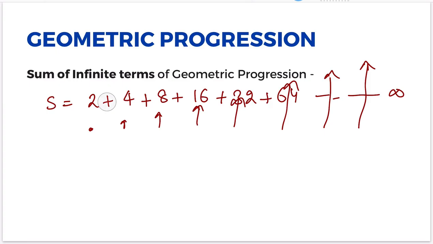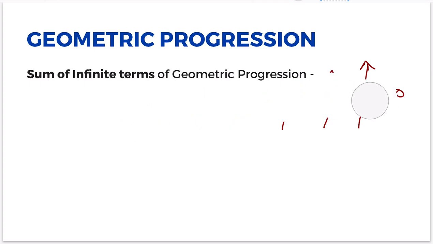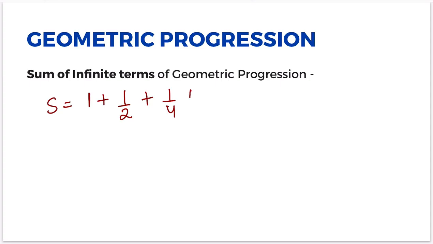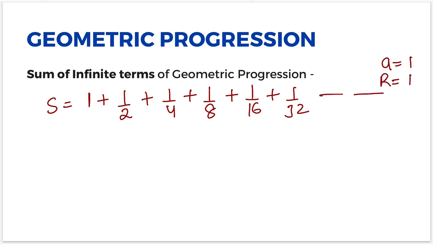If such a series is given to you, you can find the sum of a geometric progression. Let's see. Suppose the first number is 1. The common ratio is 1 by 2, so the next number will be 1 by 2. The third number is 1 by 4. The next number is 1 by 8, then 1 by 16, 1 by 32. So here the first term is 1, and the common ratio is 1 by 2.